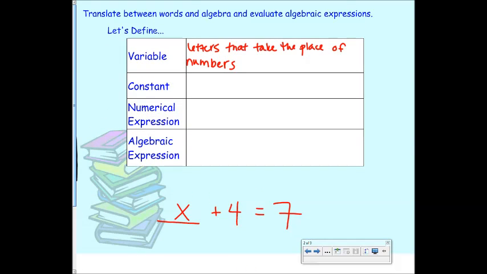What's a constant? What's a constant? Something that stays the same. Okay, it's going to stay the same. It's the numbers. It's the numbers in an algebraic expression or equation because they don't change value.